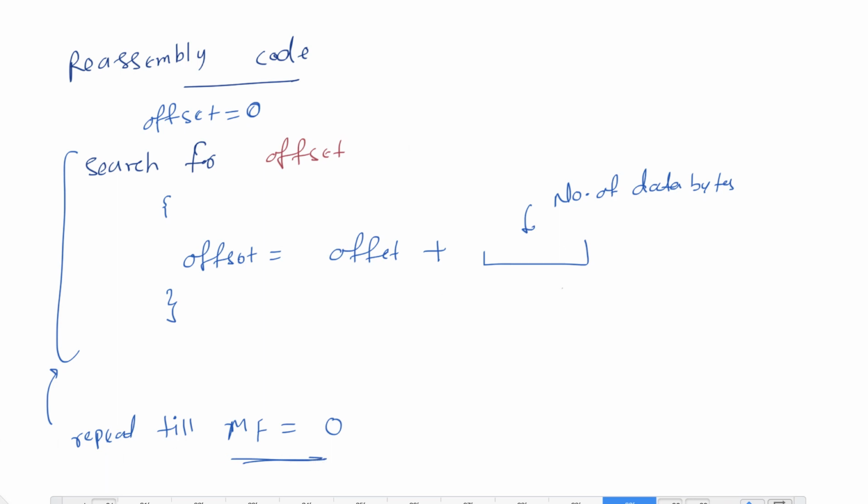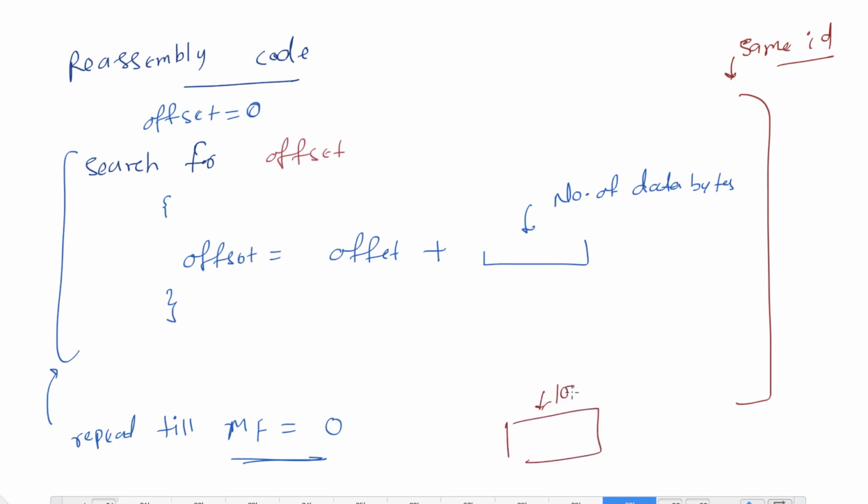That's how it is going to do it, and this will search only within the packets which have the same identification number. That's how the reassembly will work, right? It will keep on searching the packets with the same identification number. It will basically make a pool of identification numbers.